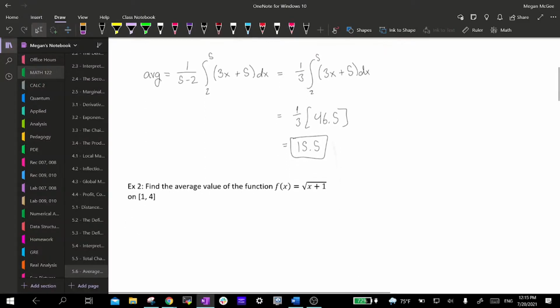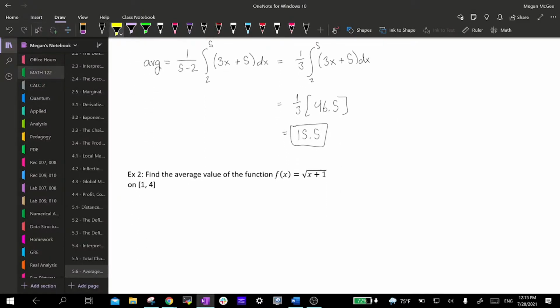Let's do it one more time. Now we want to find the average value of a new function on 1 to 4. So the average value of the function is going to be 1 over b minus a, so 4 minus 1, times the integral from 1 to 4 of our function square root of x plus 1 dx. Again, we end up with 1/3. It's just a coincidence here, but 1/3 of the integral from 1 up to 4 of our square root of x plus 1.